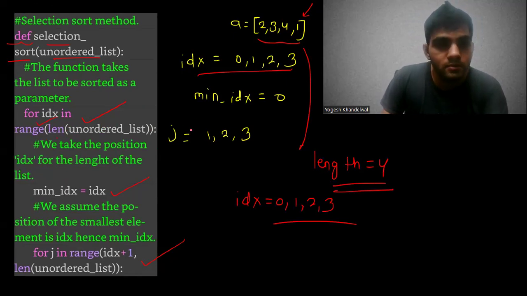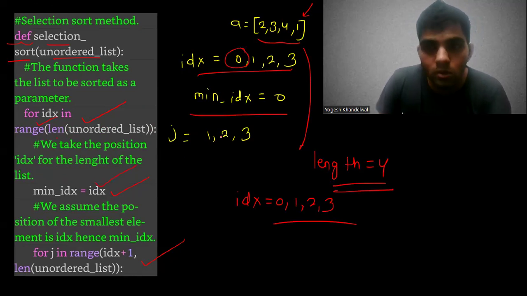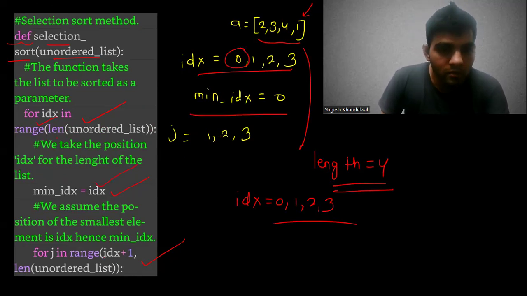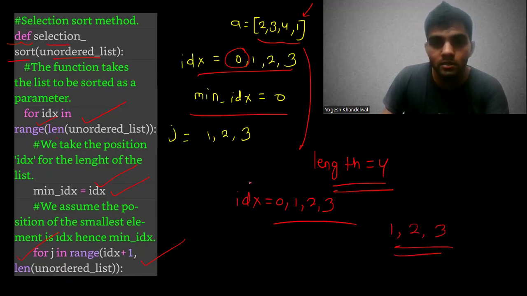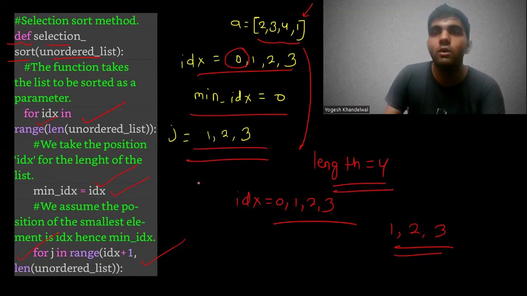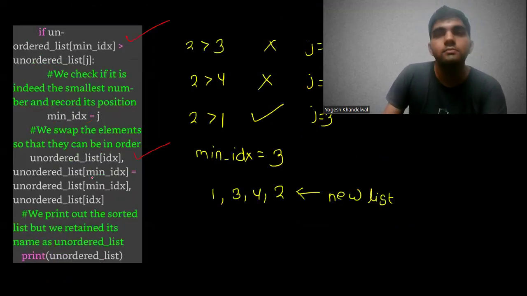So if we check for idx equal to 0 initially, min index is equal to idx, so min index is equal to 0. Then what are the different values j can take? It will start from idx plus 1, and idx is 0, so it will start from 1 and go to the length of the unordered list minus 1, so it will go 1, 2, 3. So the different values of j for idx equal to 0 are 1, 2 and 3.